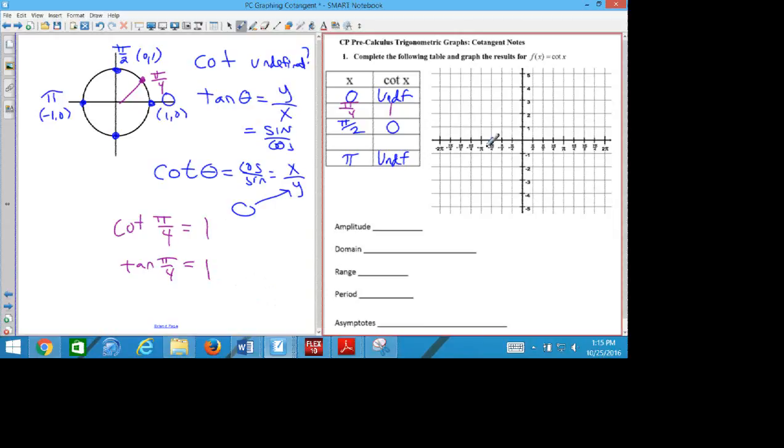Where else do we need? 3 pi over 4. So that will be here on the graph. And that one's going to be negative 1, right? So you look at the order of the numbers, it's different than tangent was. So we really just need to be careful when we are filling out our key points.